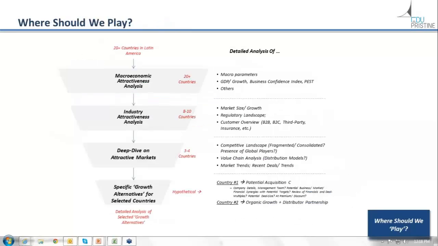Then we're going to look at each of these blocks. So the bottom right-hand side, we're saying where should we play and how do we answer that particular question, where do we play? And this is how we did this for this particular time. We said, okay, there are 20 plus countries in Latin America, and we obviously should not be spending the same amount of time evaluating each of those 20 countries. There has to be a meaningful way to shortlist.